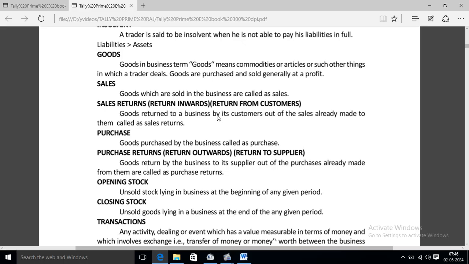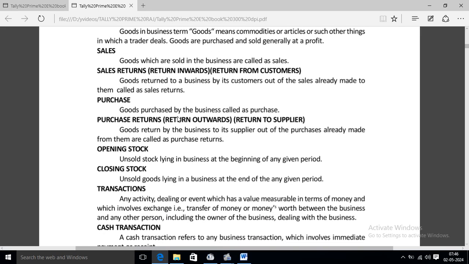The product has a defect, for that the customer may return. Purchase. Purchase means goods purchased from the distributor are called purchases. Purchase returns. Return outwards, return to suppliers. When you buy some goods from the distributors, if they come defective, we return them to the distributor. That is called a purchase return.